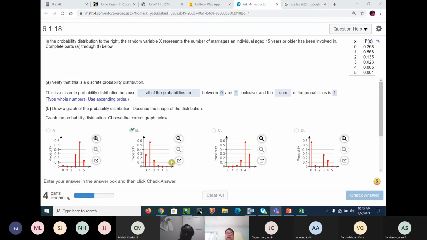Now, which one of these looks like it's skewed right? B is Bravo. Okay, the only one that's close is Delta, but it goes too low right here. These are supposed to be right here or something. That's a missing tooth right there.